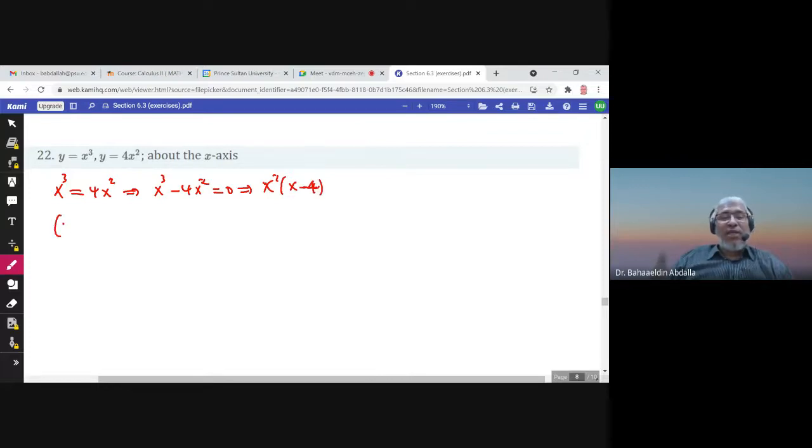So either x is 0 or x is 4. If x is 0, y is 0. If x is 4, 4 to the power 3 is 64. 4 to the power 2 times 4 is also 64. So our answer is correct.